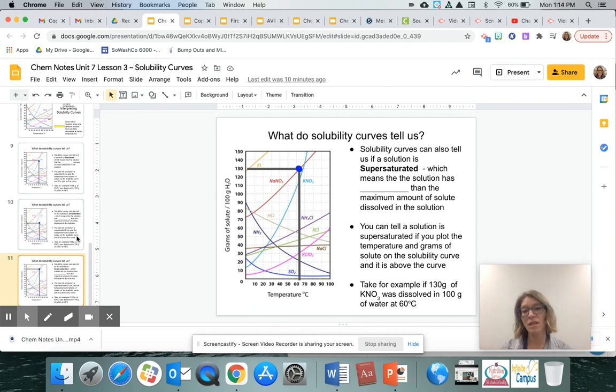So those are the things that you'll look at as you're reading the graph. The problems will either give you the amount of solute, and then you have to figure out at what temperature it would dissolve, or it'll give you the temperature, and then you have to figure out how much solute it can dissolve. So hopefully this helps. Let me know what questions you have.